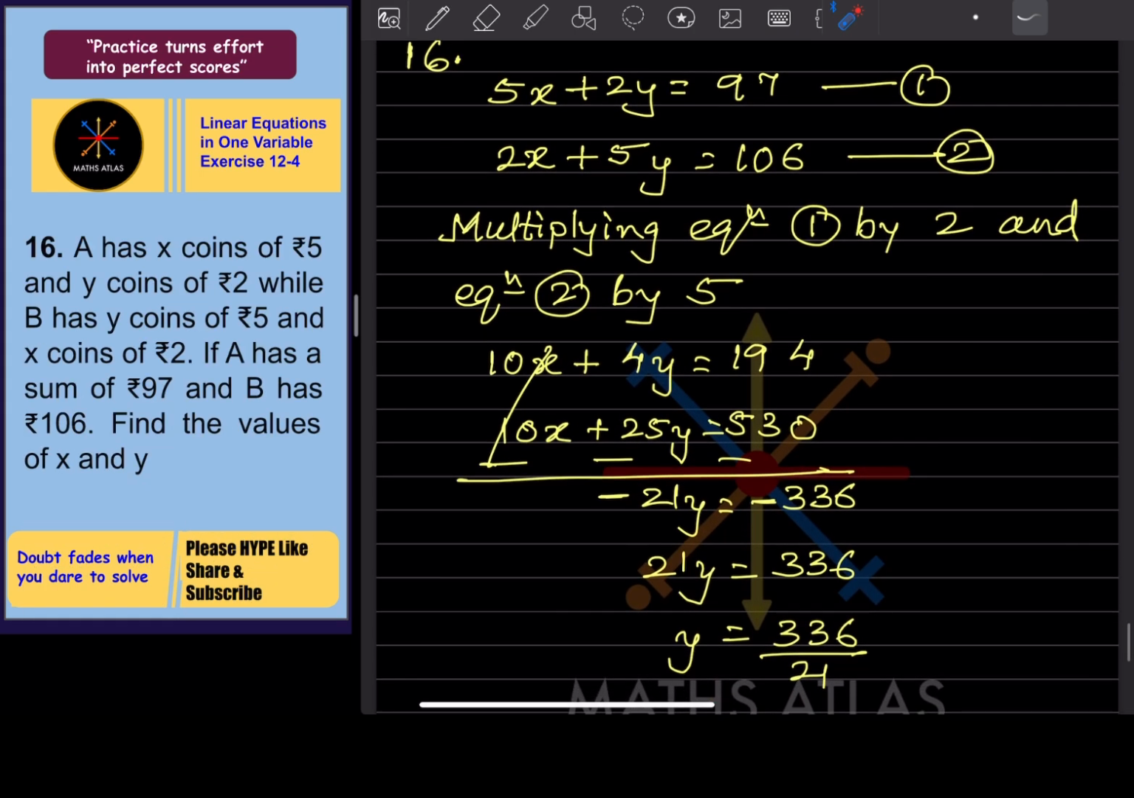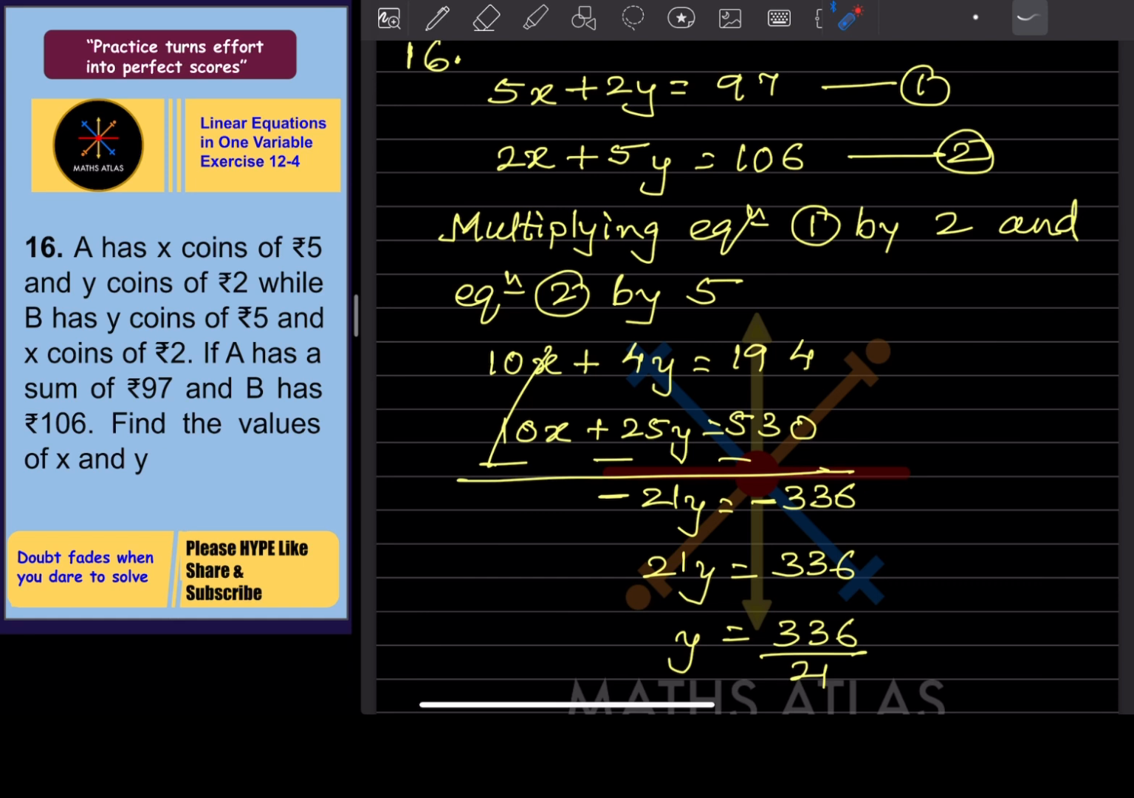So the next one: A has X coins of 5 rupees and Y coins of 2 rupees, while B has Y coins of 5 rupees and X coins of 2 rupees. If A has a sum of rupees 97 and B has rupees 106, find the values of X and Y.